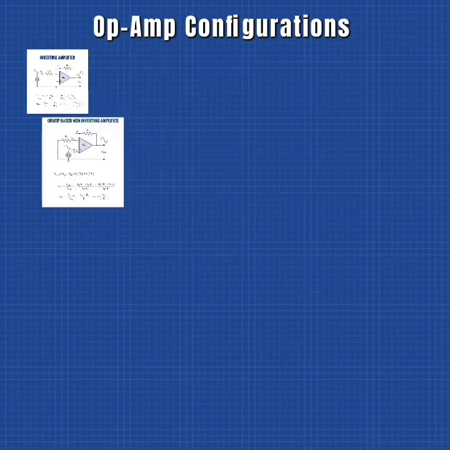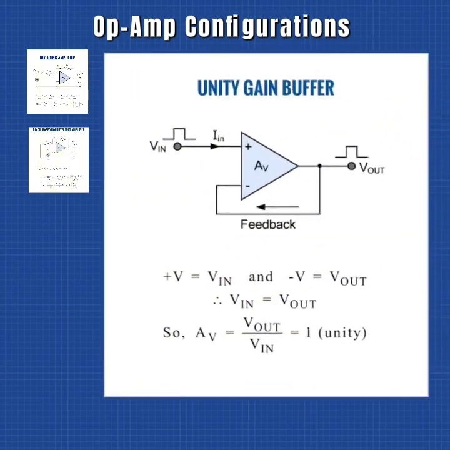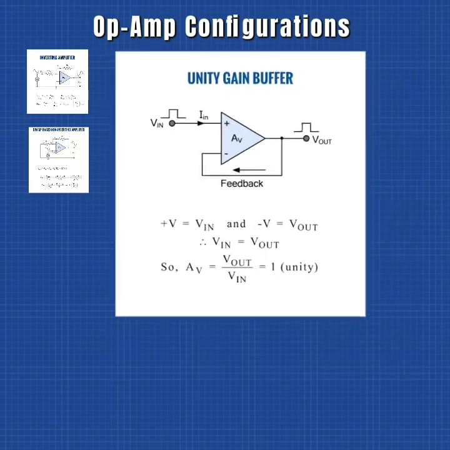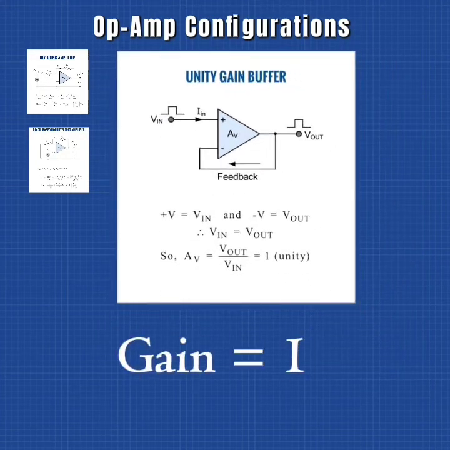The third configuration is the voltage follower, also called a buffer. Here the output is directly connected to the inverting input. Gain is equal to 1. It is used for impedance matching.